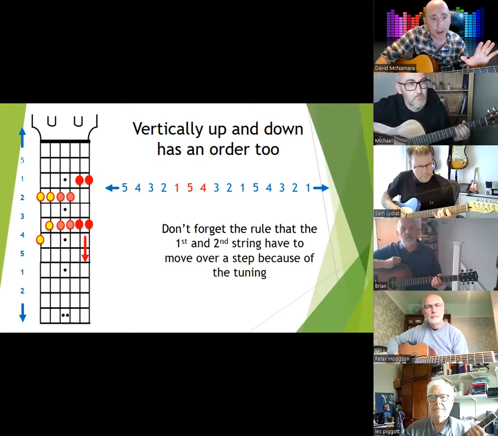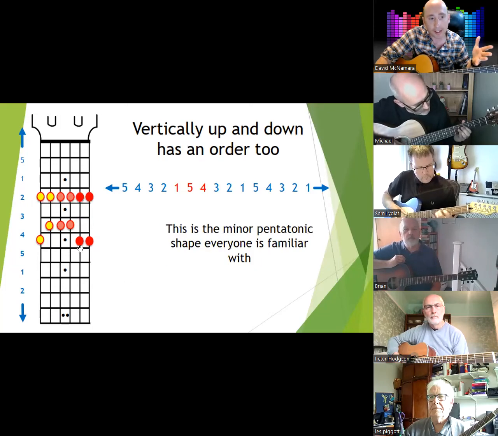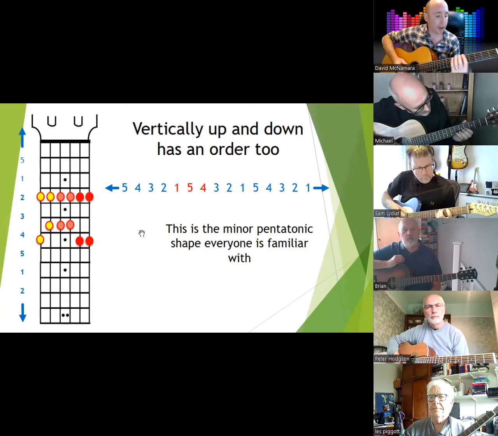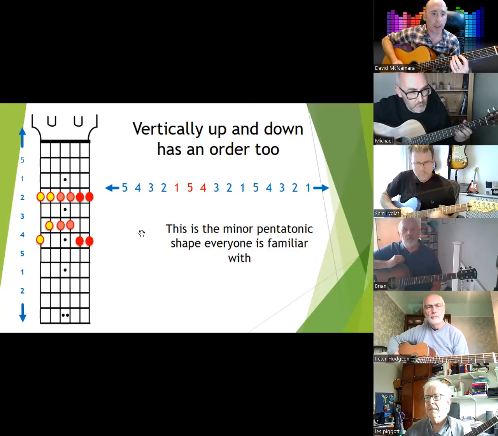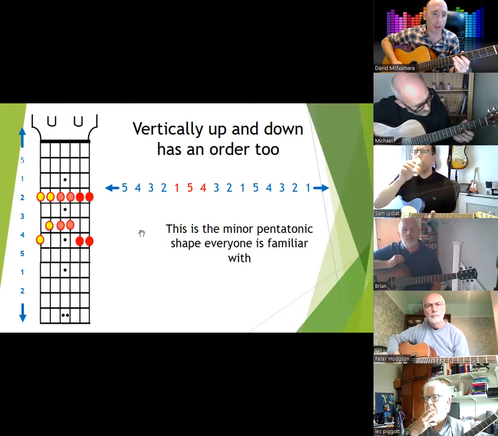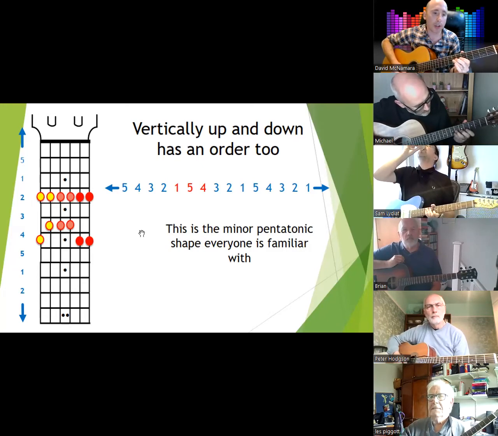You've got to remember, don't forget the rule, on the 1st and 2nd string you have to move over a step, just because of the tuning of the guitar. So it really looks like this. Can you see that? That's your 1st. You can see in red here, moving vertically. 1st, 5th and 4th. And here it goes 1st, 5th and 4th shape. So you're on the 1st shape, then the 5th shape on the 2 middle strings. And on the first 2 strings you play the shape 4.